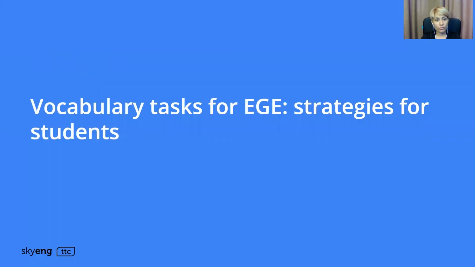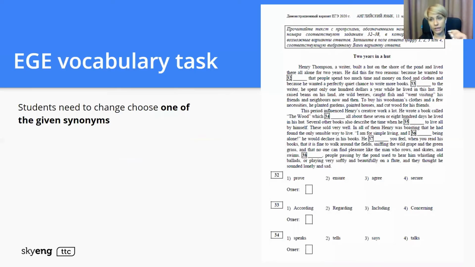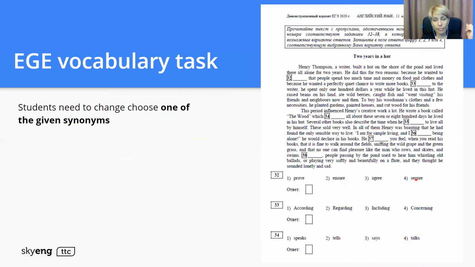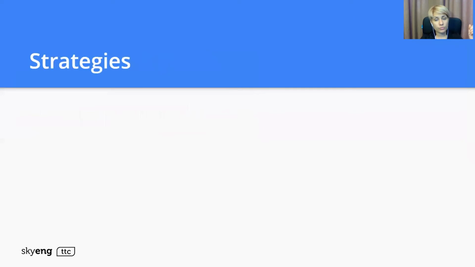So, moving further to the vocabulary tasks for EGE, here we usually have a text, and they have to choose one of the given synonyms to match their gap. So what strategies can we use here? Because sometimes words are unknown and students are really lost.